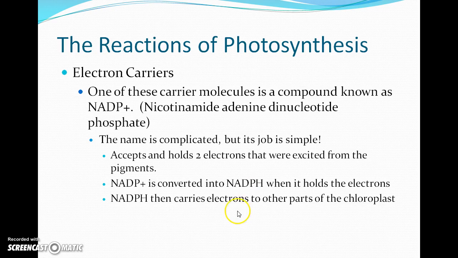Okay, so the first part in this reaction, light hits the thylakoid, it's absorbed by those pigments, and those pigments get electrons that get excited and carried off by NADPH.